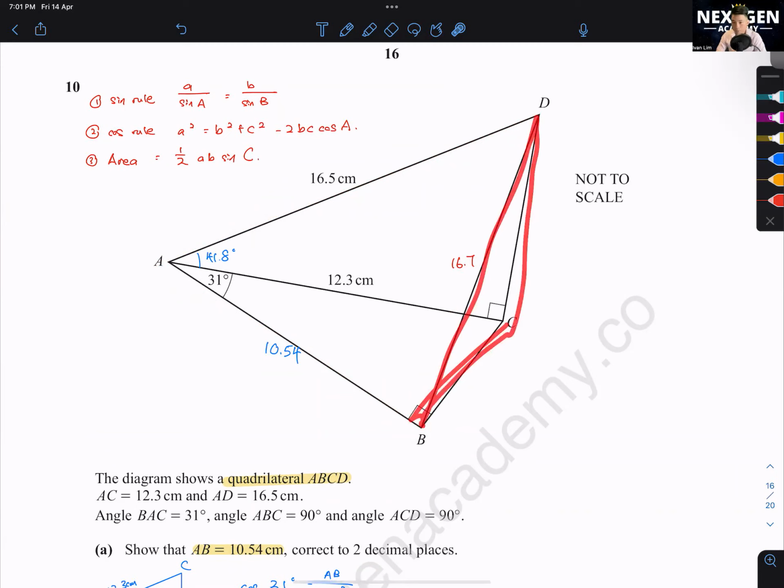CBD. Okay, you look at CBD itself. Should I use this triangle? Do I have enough information? CBD? Not enough information, right? I only got this one over here. I don't have this. I don't have this. I got nothing else. So what we can do, right?